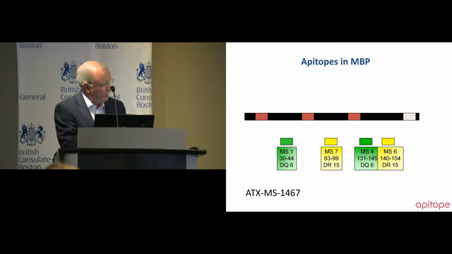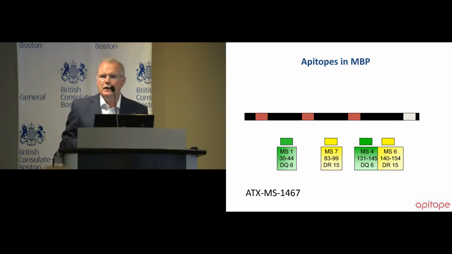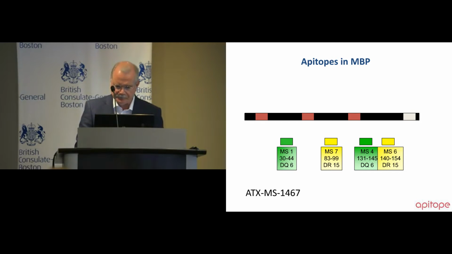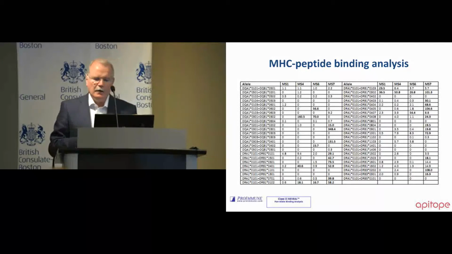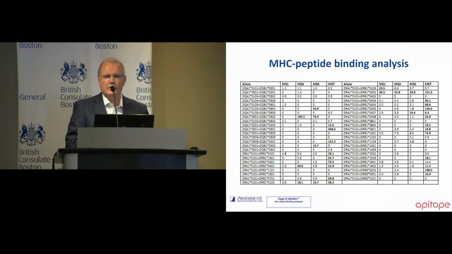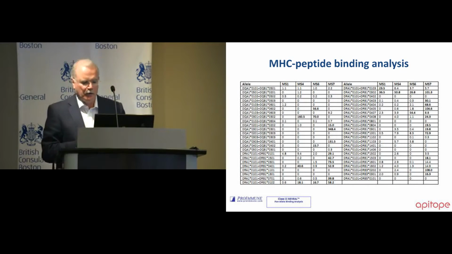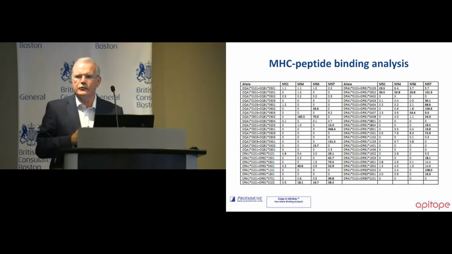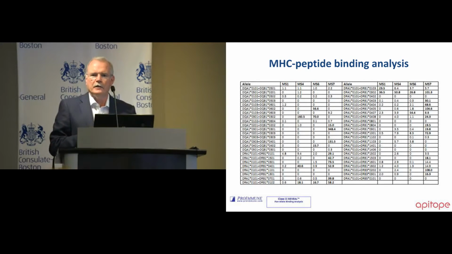MS1467 is a mixture of these peptides, a mixture of equal parts. Okay? Now we subjected these peptides to the Reveal MHC binding assay at Pro-Immune, and the results are absolutely fascinating.